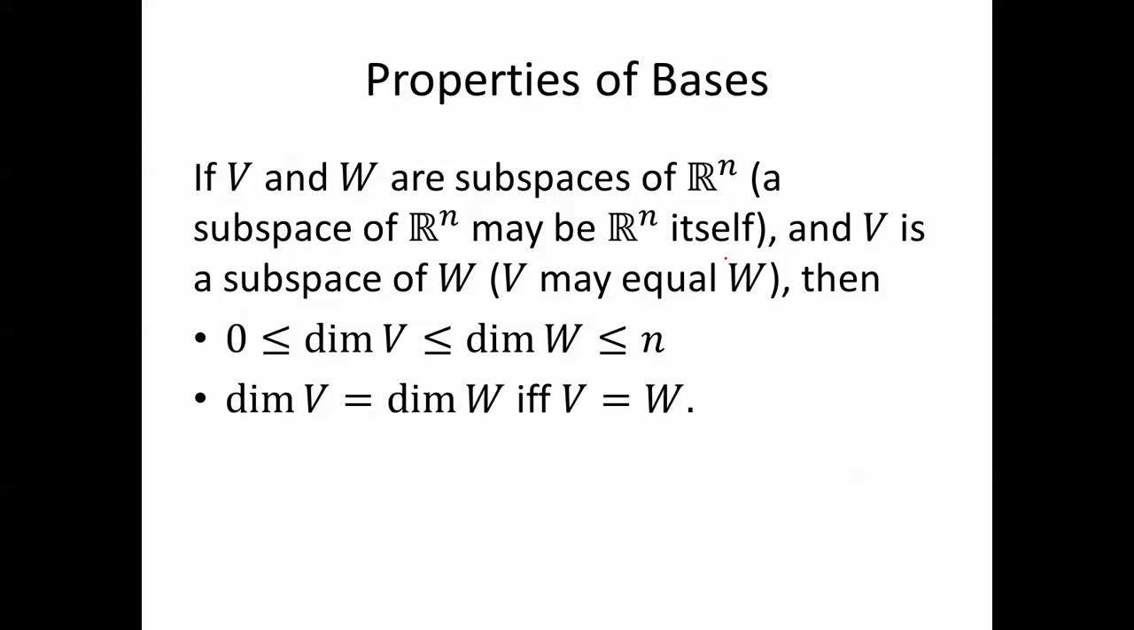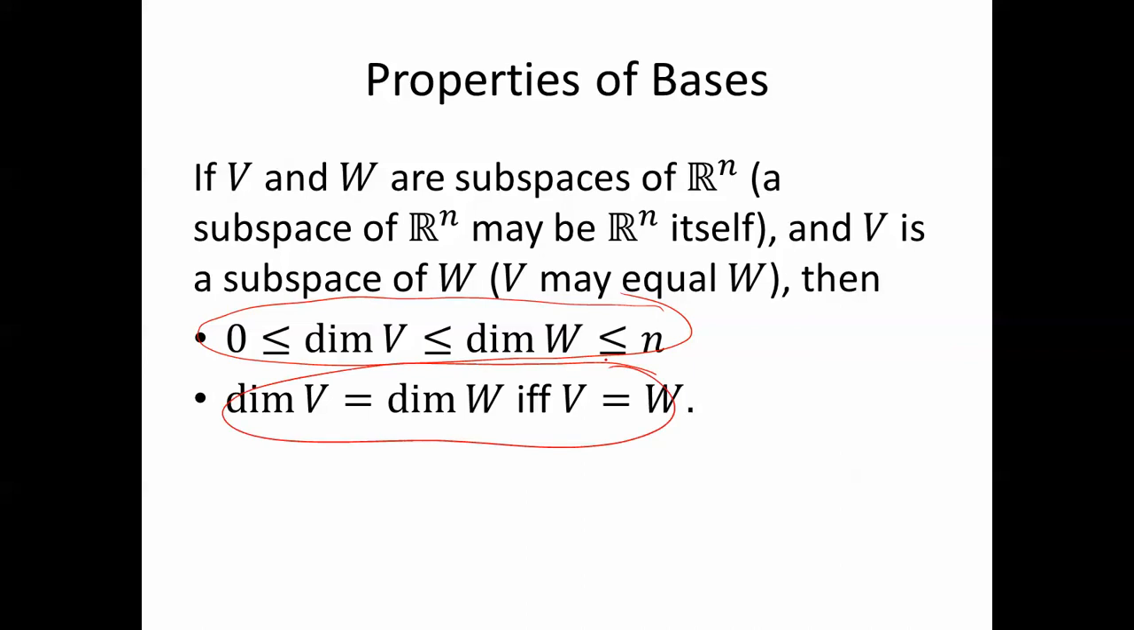Then 0 is less than or equal to the dimension of V, which is less than or equal to the dimension of W, which is less than or equal to n. In other words, subspaces of Rn have dimension less than or equal to n. And the dimension of V equals the dimension of W if and only if V equals W. So if a subspace is not a proper subspace, then yeah, it's going to have the same dimension as the original space.